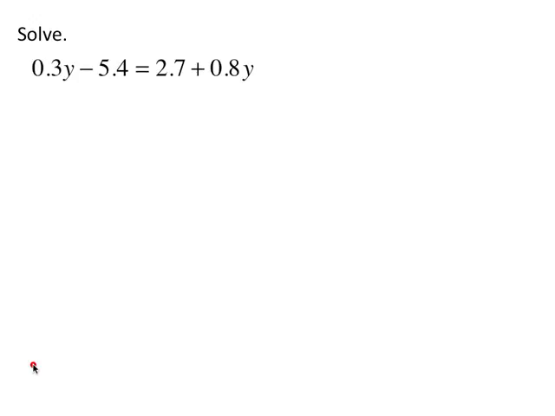Okay, so we're trying to solve this equation. We see we've got variables on both sides, we've got numbers, so there's a lot of stuff going on both sides, and we've got decimals. That part's okay. We do the same thing with decimals that you do with whole numbers.